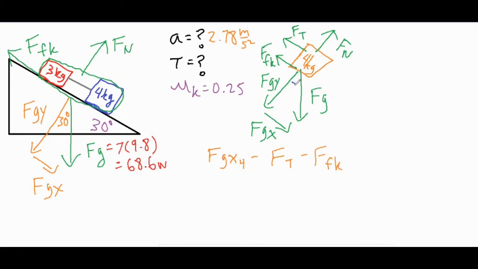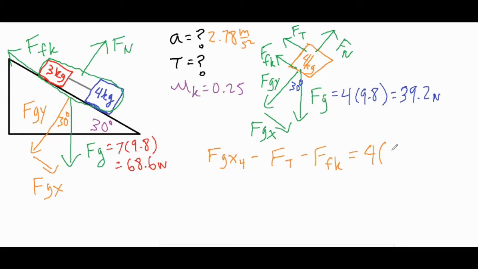So just like we did with the previous one, we're going to need some components. We're still going to use the 30-degree angle over here, and then our FG is going to be the mg, which is 4 times 9.8, because we're focusing on the 4 kilogram block at this moment. And that is 39.2 newtons. So if we go ahead and plug in all of our variables, oh, I forgot to complete this one.